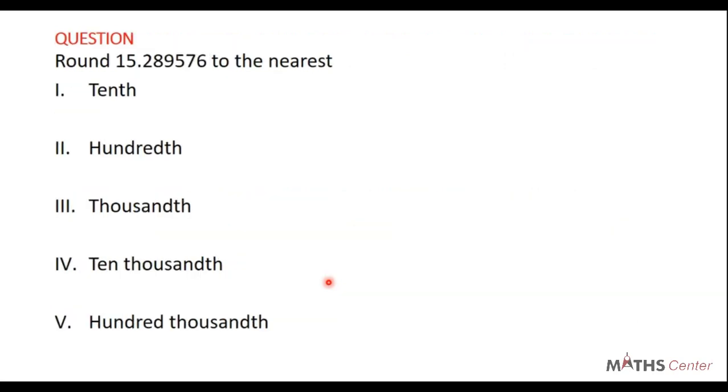So let's take a question. Round 15.289576 to the nearest (i) tenth, (ii) hundredth, (iii) thousandth, (iv) ten-thousandth, (v) hundred-thousandth. So what we actually have to do is to round the number to (i) 1 decimal place, (ii) 2 decimal places, (iii) 3 decimal places, (iv) 4 decimal places, and (v) 5 decimal places.